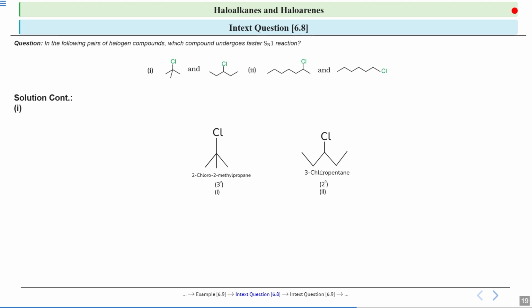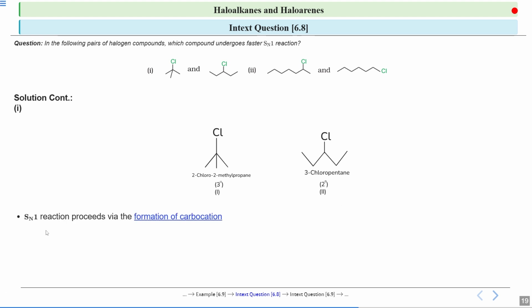Meanwhile, the second structure given in the first part of the question is 3-chloropentane. So we have 1, 2, 3, 4, 5, a 5 carbon parent chain, where at the third position, whether you start from right side or left side, the chlorine will come. So at the third carbon we have chlorine, and we can call it 3-chloropentane. And if you look at it, the chlorine is attaching with this carbon, which is attaching with other 2 carbons. So this is a secondary alkyl halide. So this is tertiary and this is secondary.